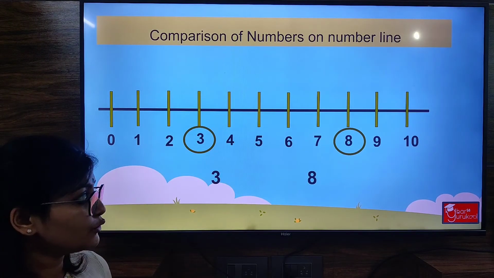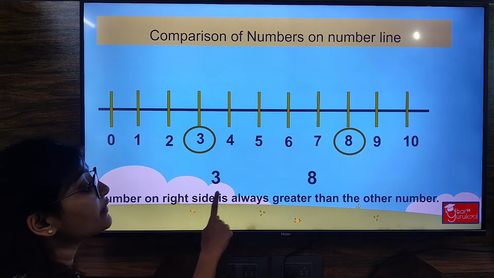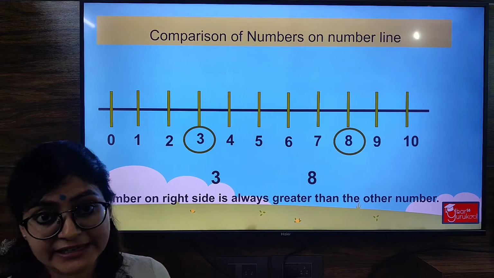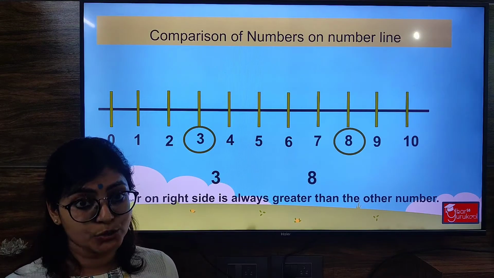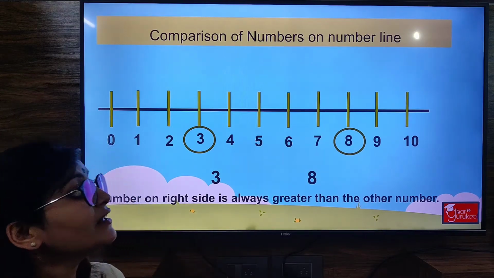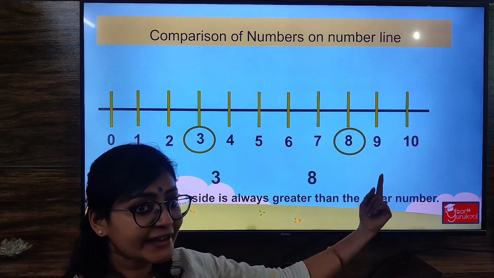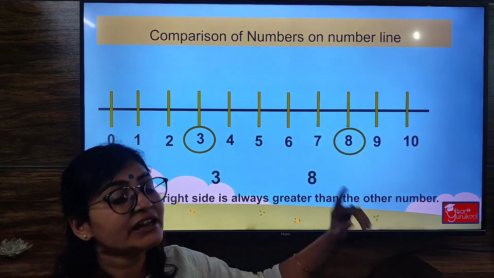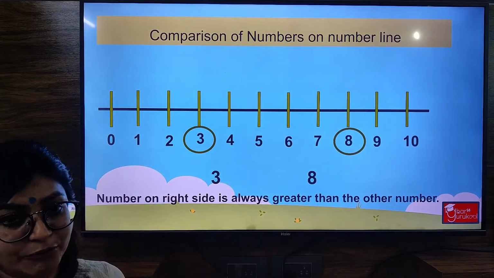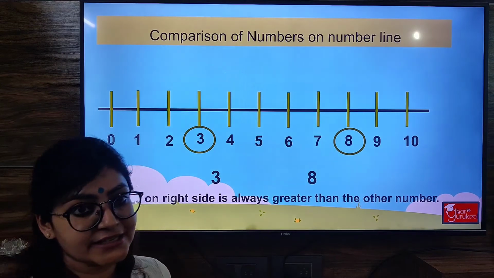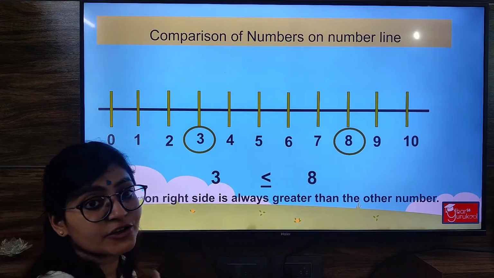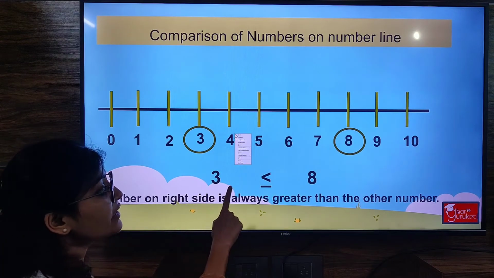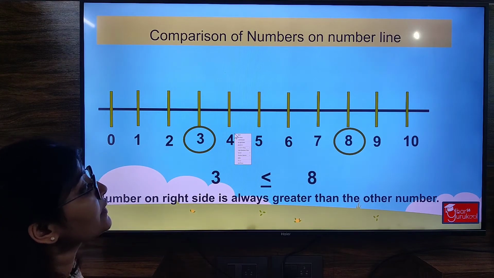Now what to do? The number on the right side is always greater than the other number. Whenever we have to compare two numbers on a number line, the number on the right hand side will always be greater than the other number. So here 8 is on the right hand side. So 8 is greater than 3, or we can say 3 is smaller than 8.